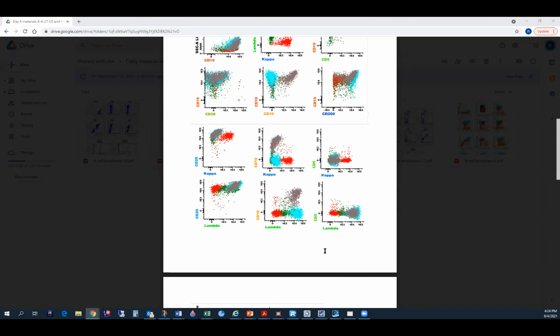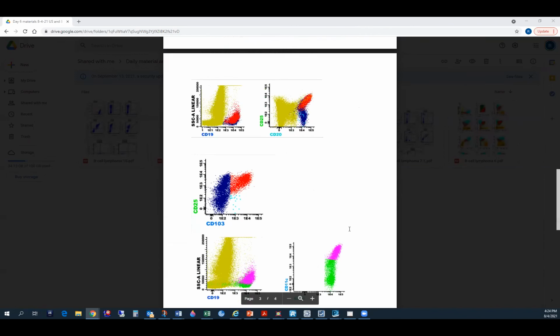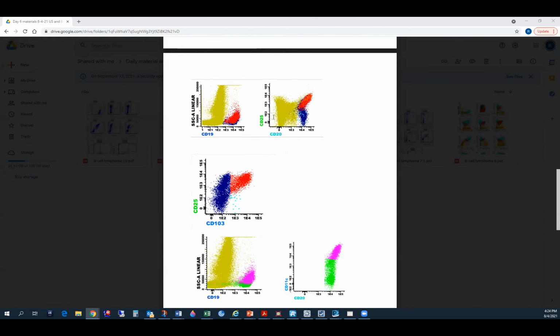And this is pretty much the same. Both populations are restricted for lambda. You can see that nicely here. So when you come to your hairy cell tube again, they backgated this. This is the B cells, 19 positive. And in that, there are two populations, both are 20 positive.